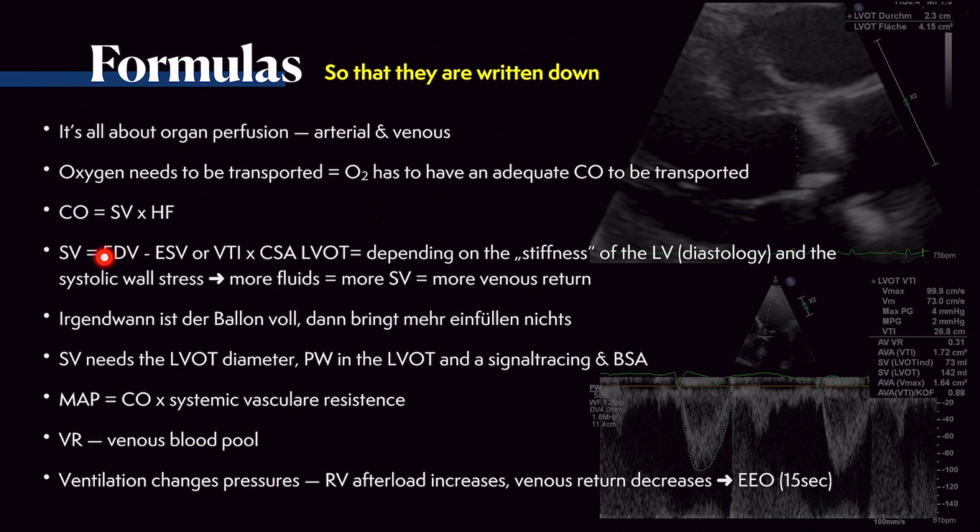So in the arterial system and the venous system, the oxygen, of course, needs to be transported. You need enough blood to transport O2, and you need an adequate cardiac output, so no forward failure. The cardiac output is the stroke volume times the heart rate. The stroke volume, again, is end diastolic volume minus end systolic volume, or you can calculate it with the VTI of the pulse wave Doppler signal in the LVOT and the cross-sectional area of the LVOT.